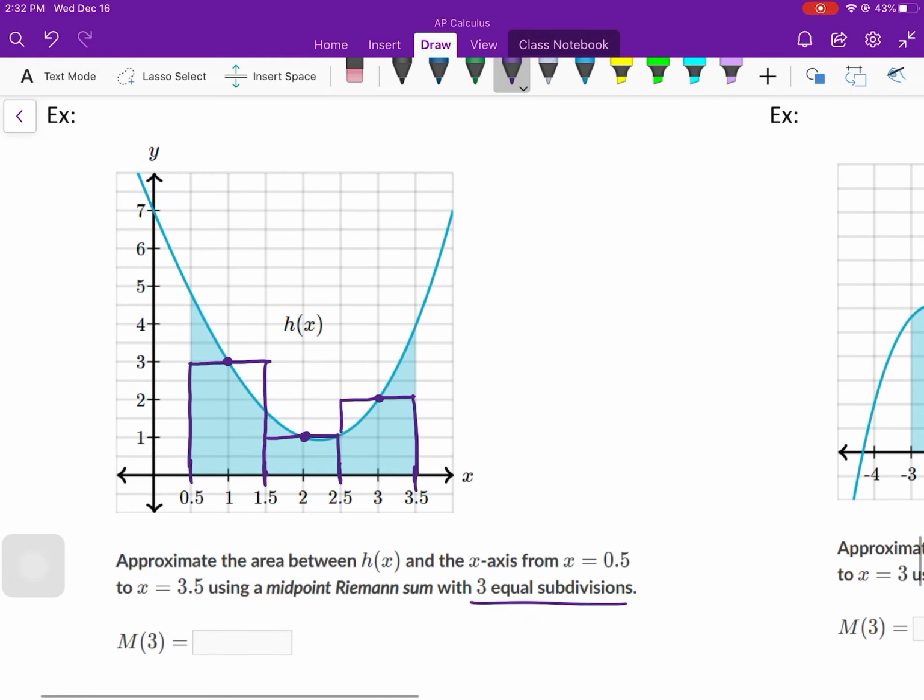So how do we make our table? That's when it gets a bit interesting. So let's go ahead and make our table.